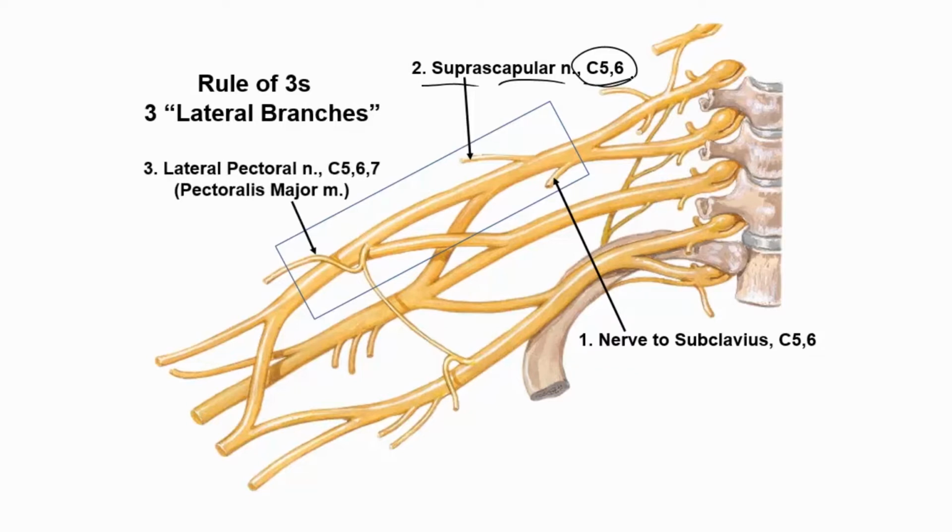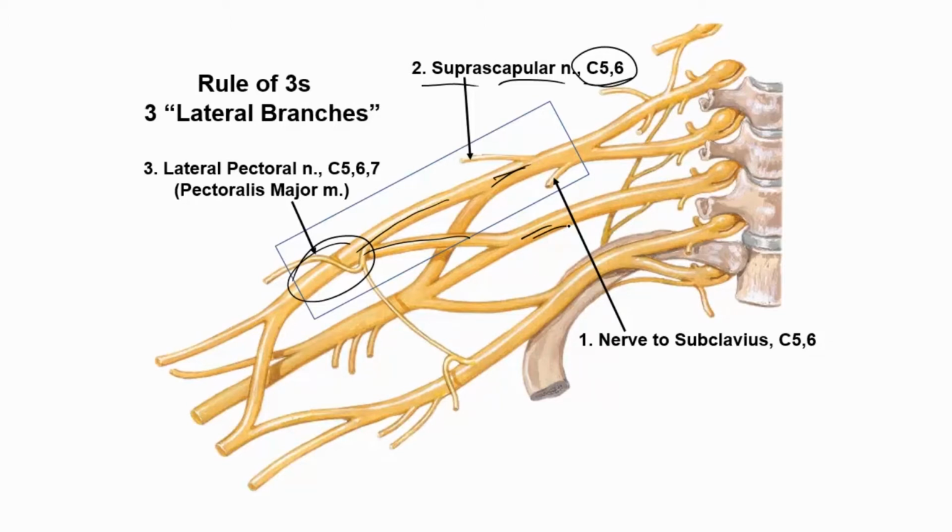The third nerve in this group will be the lateral pectoral nerve. The lateral pectoral nerve will be formed once we get the anterior divisions off of the upper and middle trunk, forming the lateral chord. And so C5 and 6 from the upper trunk and C7 from the middle trunk will form that lateral chord.